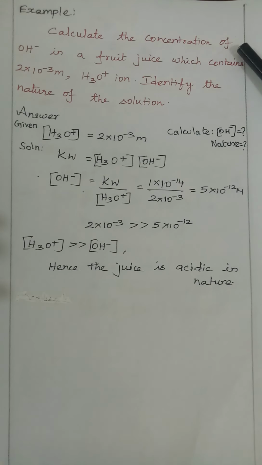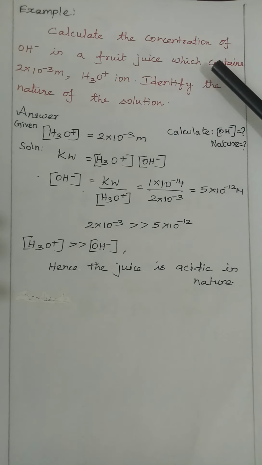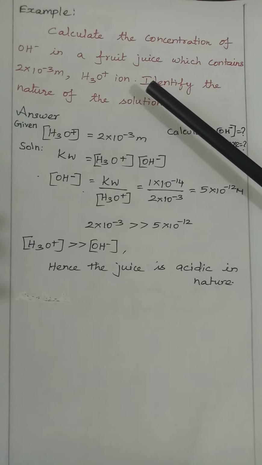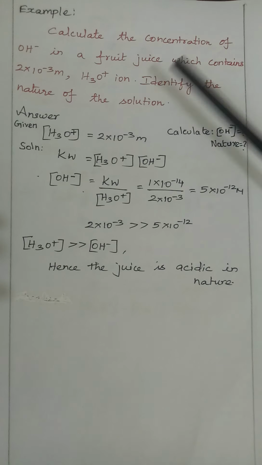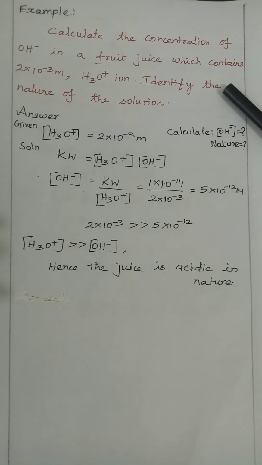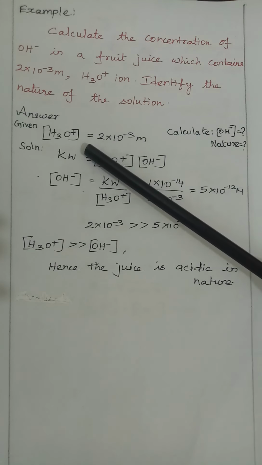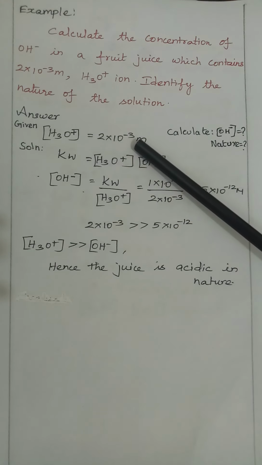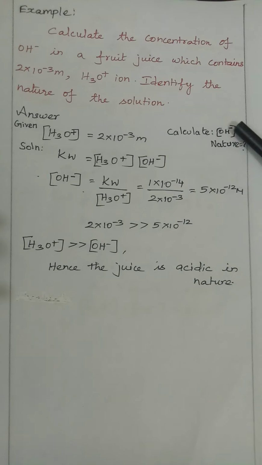Calculate the concentration of OH- ion in fruit juice, which contains 2 × 10^-3 molar H3O+ ion. Identify the nature of the solution. So what is given? The concentration of H3O+ is given. What is to be calculated? The OH- ion concentration and nature of the solution.